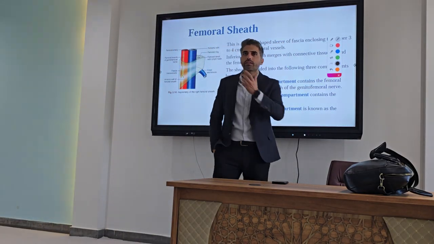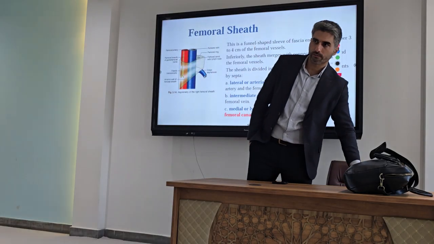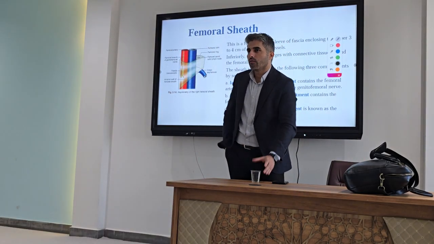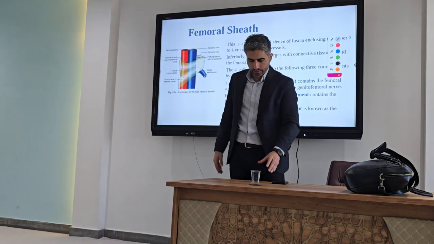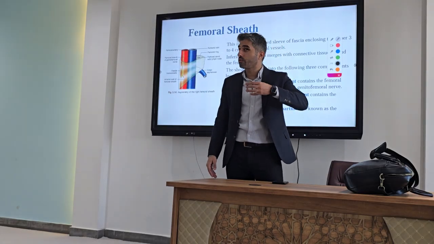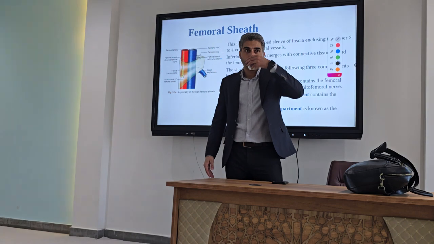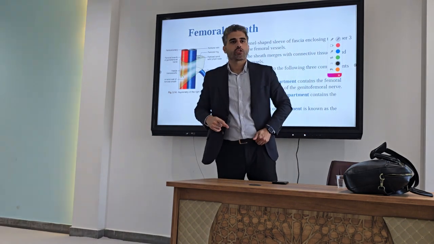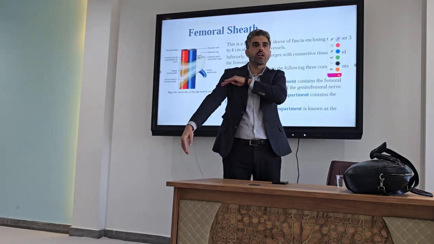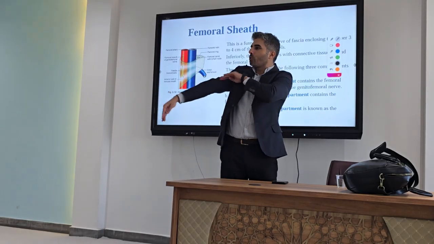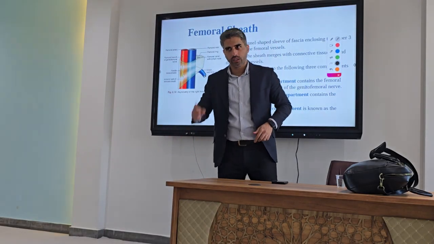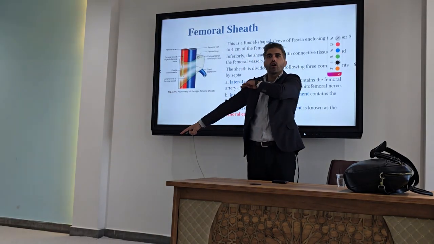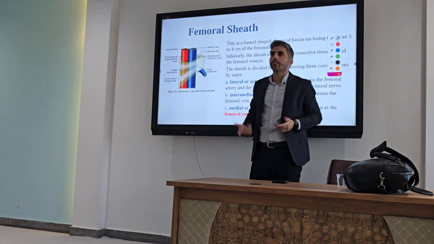One question. What is the origin of the femoral artery? Tell me in the upper limb, what is the artery for the upper limb? Subclavian artery. The subclavian artery goes to the axilla, and we say axillary artery. Then it goes to the arm, and we say brachial artery. One artery.